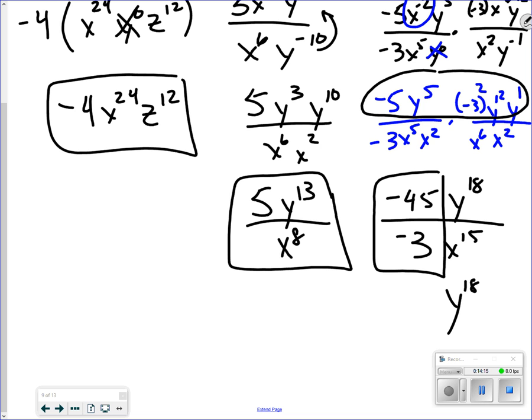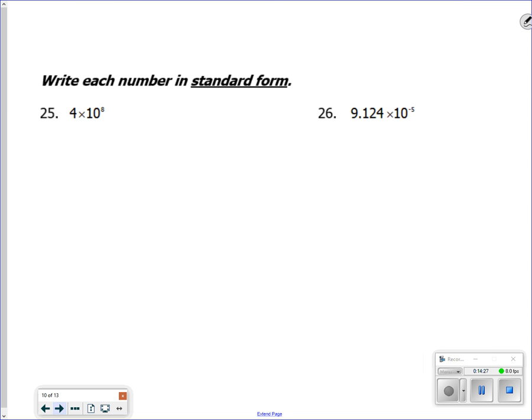The y is done. The x is done. Negative 45 divided by negative 3 is positive 15. And that's your answer. Scientific notation.